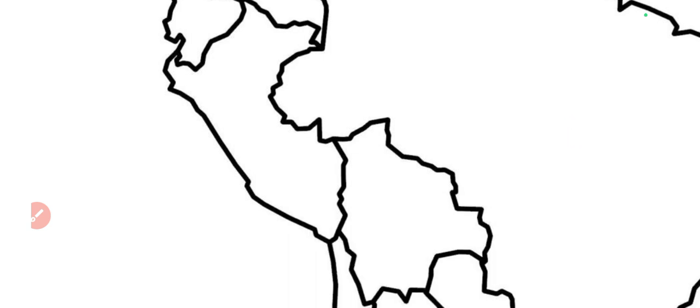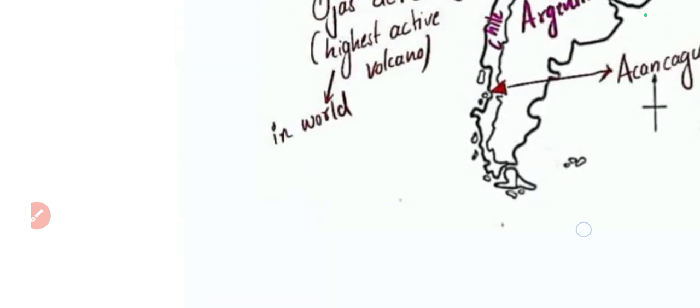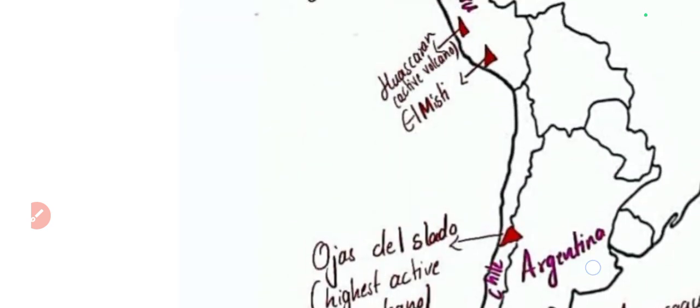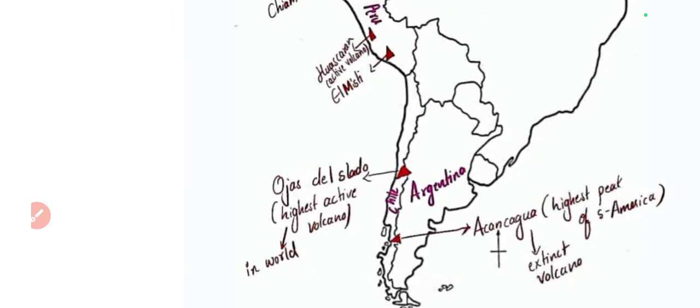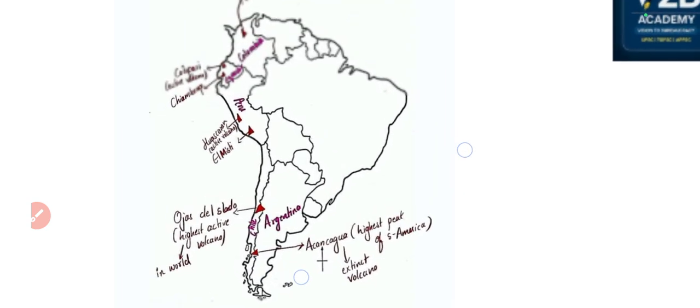Cotopaxi is an active volcano. Coming to Peru, we have two important mountains, one is Huascaran and one is El Misti. Then Ojos del Salado and Aconcagua are in between Argentina and Chile. These are the different locations that we have studied.